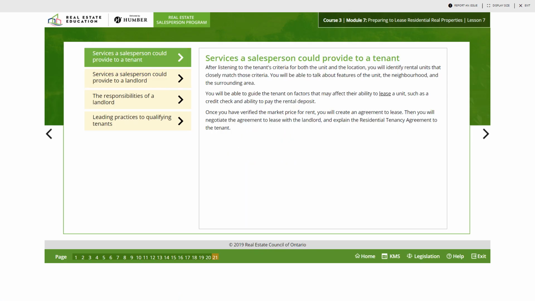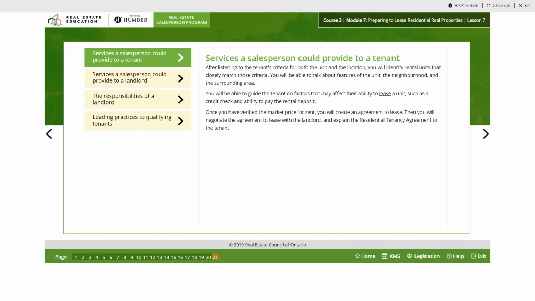Moving on to lesson 7, responsibilities of parties involved. Services a salesperson could provide a tenant. After listening to the tenant's criteria for both unit and location, you will identify rental units that closely match those criteria. You will be able to talk about features of the unit, neighborhood, and the surrounding area. Guide the tenant on factors that may affect their ability to lease, such as credit check and ability to pay the rental deposit.